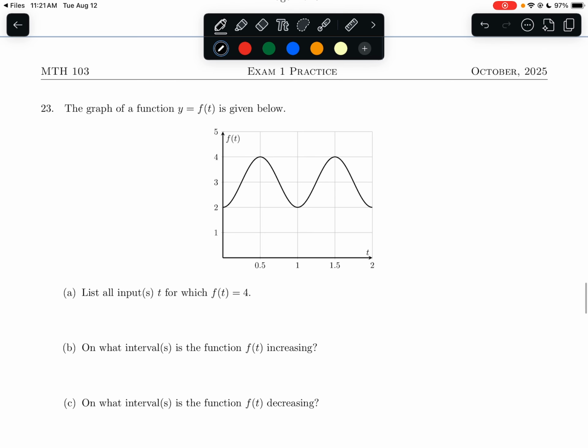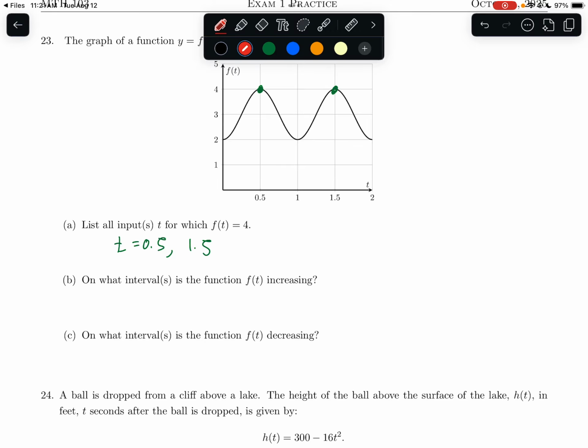So the graph of this function is given. What are all the inputs t for which f of t is 4? What this is asking you to find is all of the points that have an output value of 4. So that's 0.5 and 1.5.